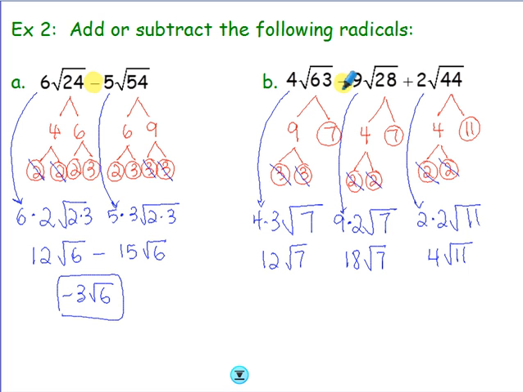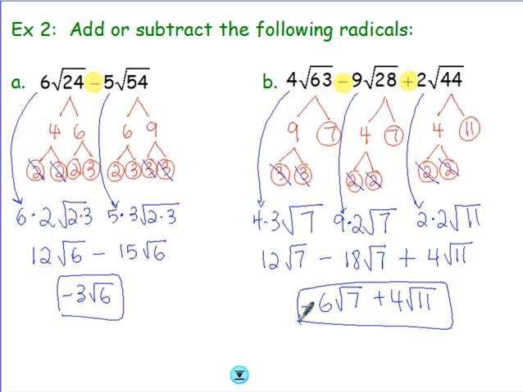Then we have a minus first and a plus second, so bring those down, subtract and add. So now we're looking for the like terms. These first two both have radical 7's, and that means they are like terms. So 12 take away 18 leaves us with negative 6 radical 7, and then the positive 4 radical 11 just has to tag along for the ride because it did not have somebody to combine with. So hopefully you got both of those correct, not too difficult.